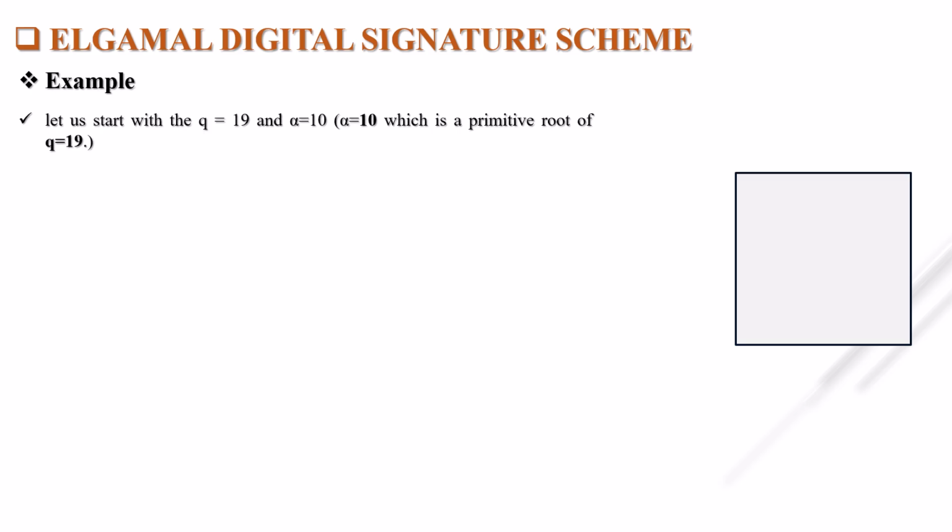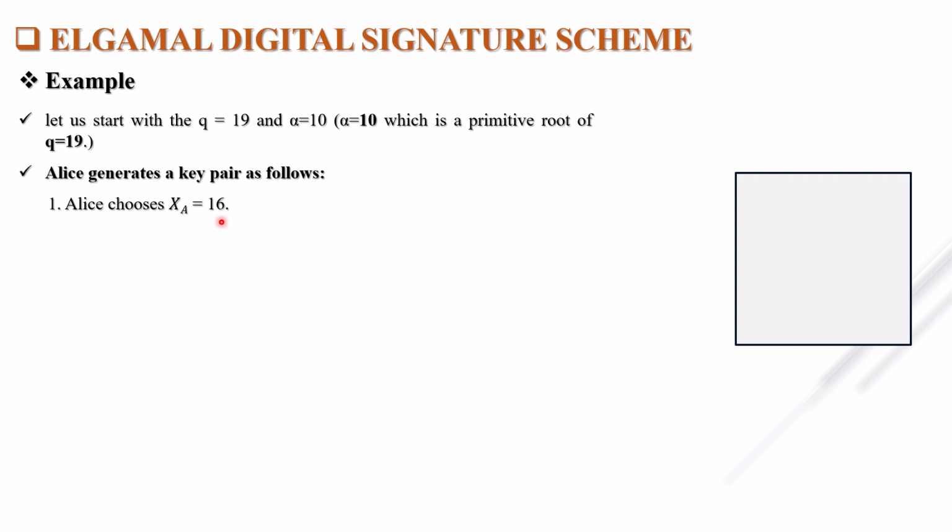Let's see the example. Here we are taking a prime number q, that is 19, and alpha equal to 10, which is a primitive root of 19. Now user A generates a public key private key pair as follows. First, Alice will select one random integer, that is the private key, which is greater than 1 and less than q minus 1. q minus 1 is 18 and 16 is greater than 1 and less than 18, so the condition is fulfilled.